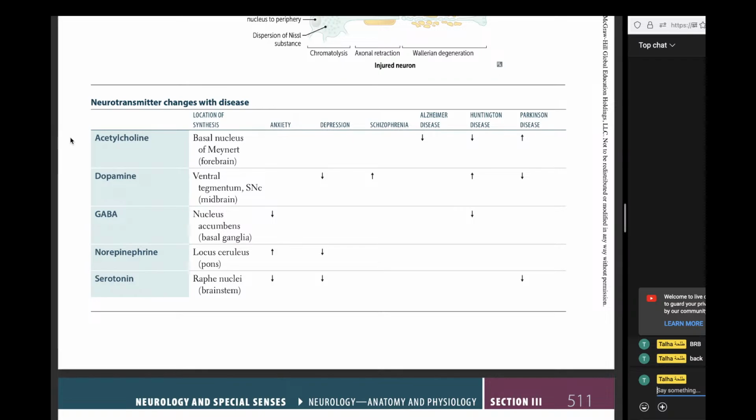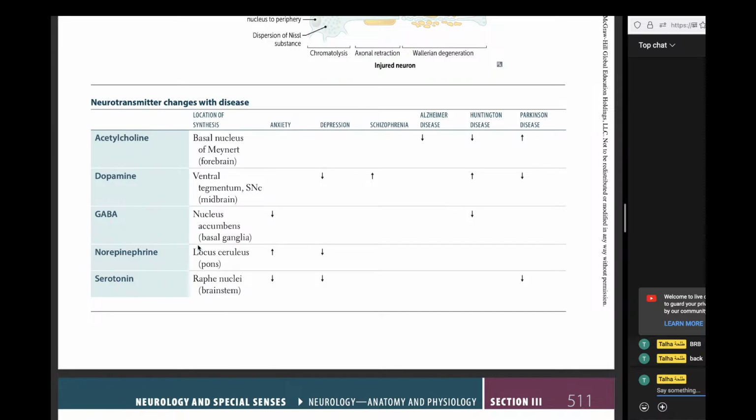GABA is in the nucleus accumbens in the basal ganglia. It is decreased in anxiety and decreased in Huntington disease. Norepinephrine is increased in anxiety and decreased in depression, and it is in the locus ceruleus. And serotonin is in the raphe nuclei in the brainstem. It is decreased in anxiety, decreased in depression, and decreased in Parkinson's.